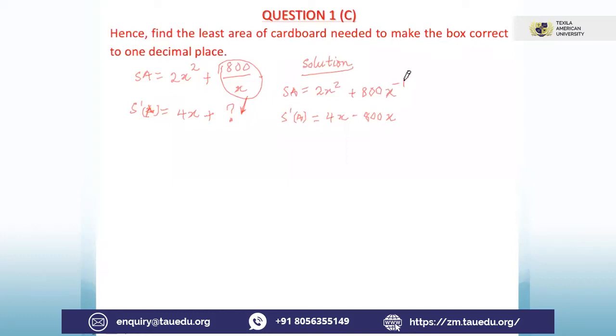But each time you use the power to multiply the base, you must subtract 1 from the power. So minus 1 will give me minus 2. Then before I do anything, I have to convert it back into positive exponent. So I'll then have my derivative to be equal to 4x minus 800 all over x to the power of 2.